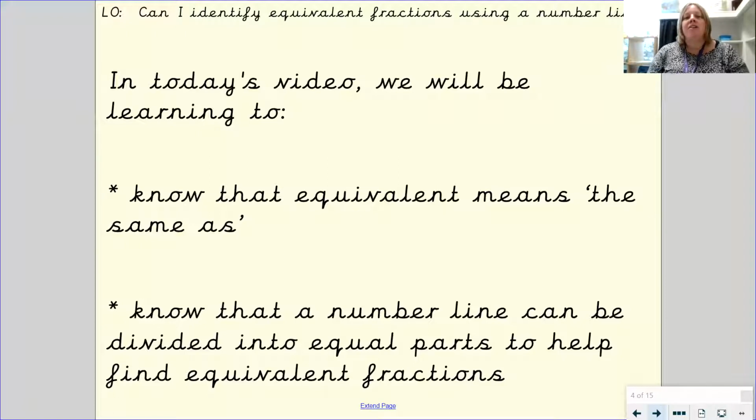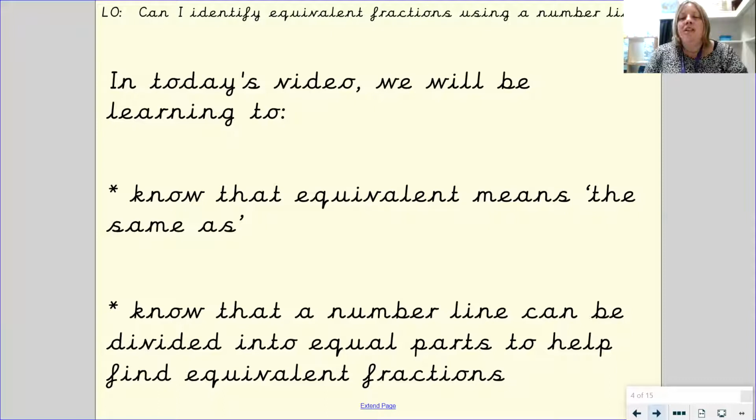Complete the missing fractions on each number line. Can you see any fractions that are equivalent? At the start of our number line, we have a 0. At the end of our number line, we have 1.